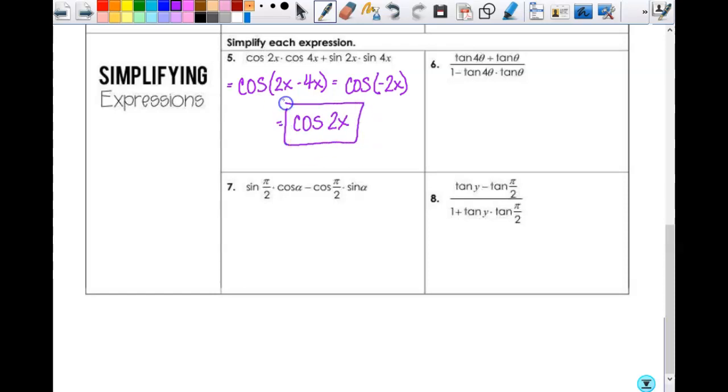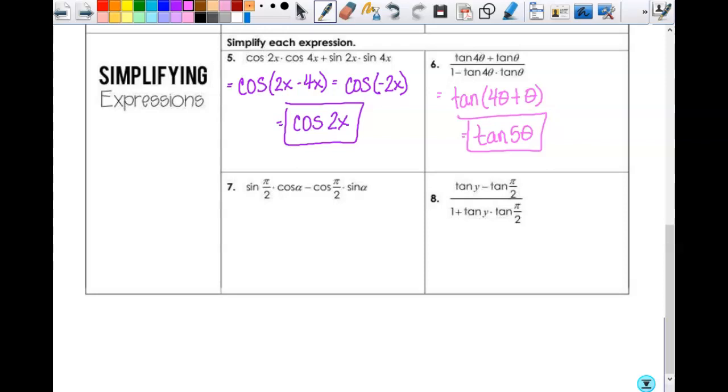Now, look at number 6. This is going to be a tangent. So I make sure that the A-B thing matches. And since this is addition and this is subtraction, it matches the sum of the tangents. So this is going to be equal to the tangent of 4 theta plus theta. When I add those two together, I just get tangent of 5 theta, and that's it.